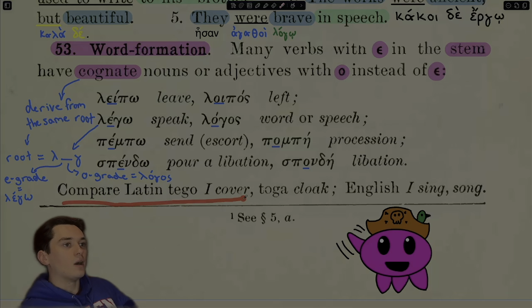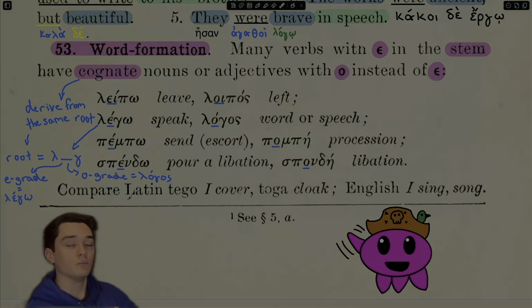Compare Latin tego, I cover, toga, cloak. In English, I sing or song. This is actually common not just in Latin, but almost every Indo-European language. And you put an E if you want it to be a verb, or you put it with an O if you want it to be a noun.